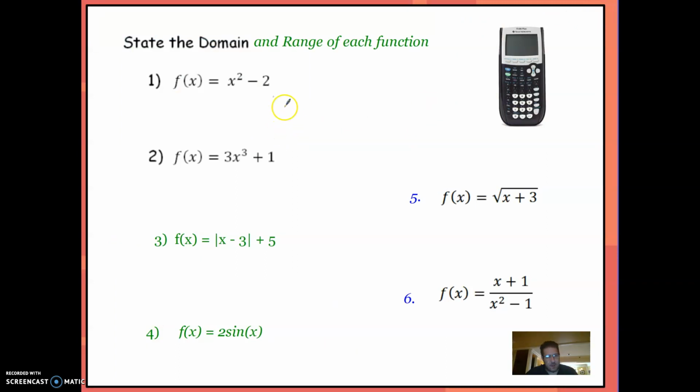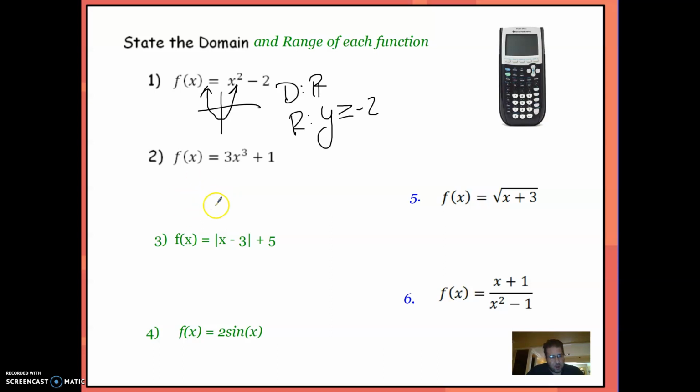So using your graphing calculator, the first couple are fairly easy. I don't really need a calculator. It's squared. I know it's -2. So I know the function is going to look like this. So the domain is going to be all real numbers. And the range, if you put it into the calculator, is everything from -2 and above.